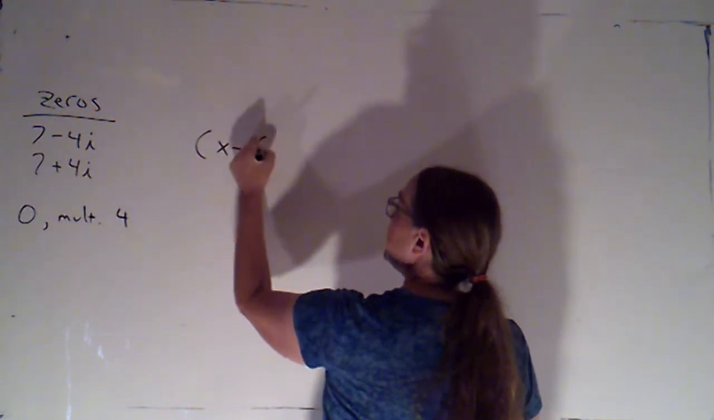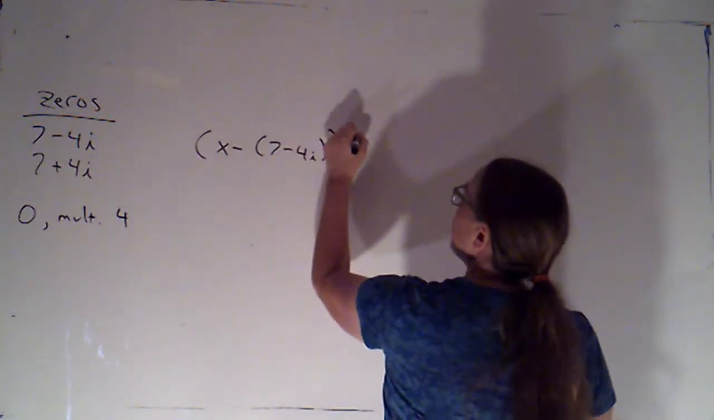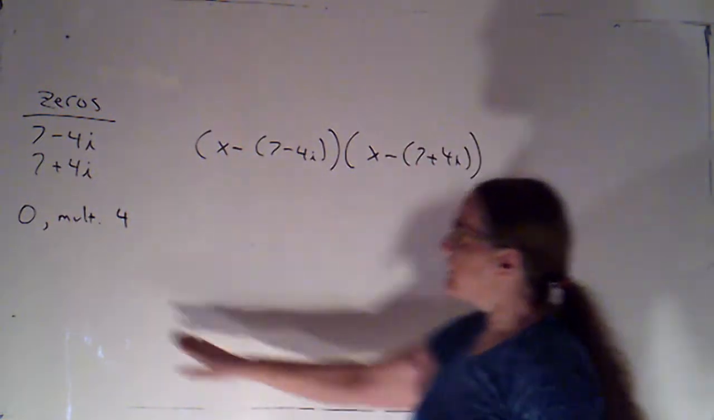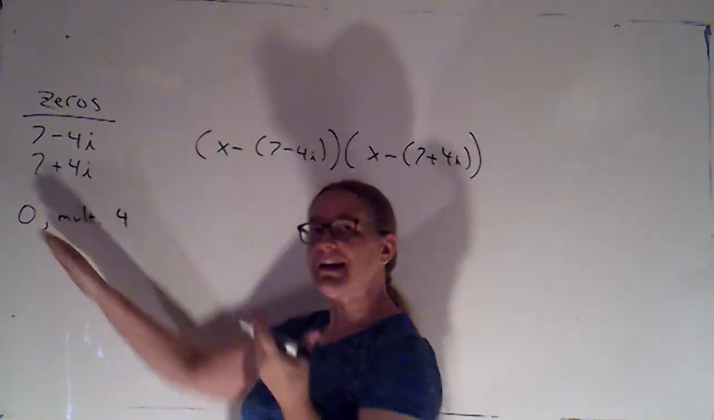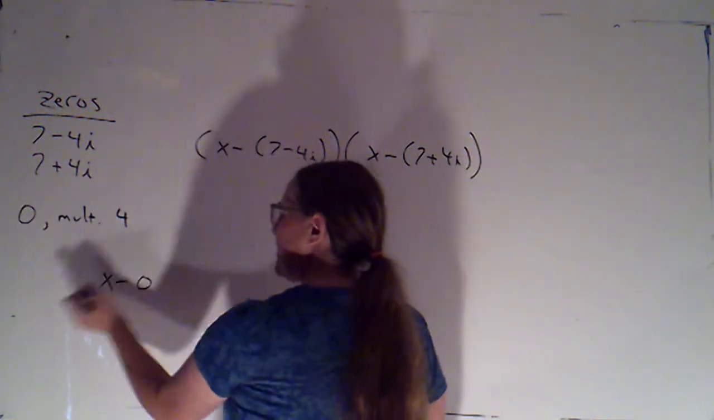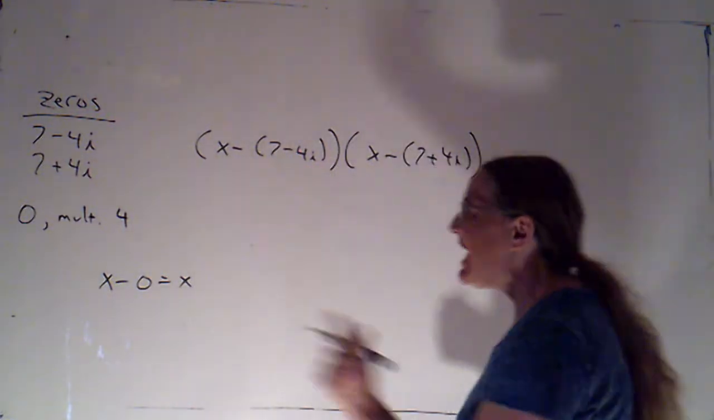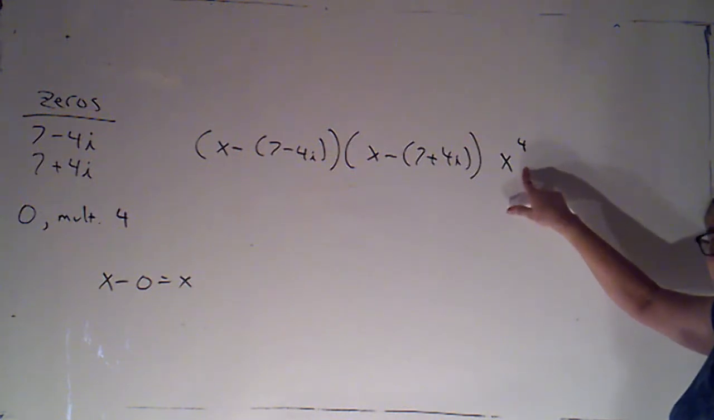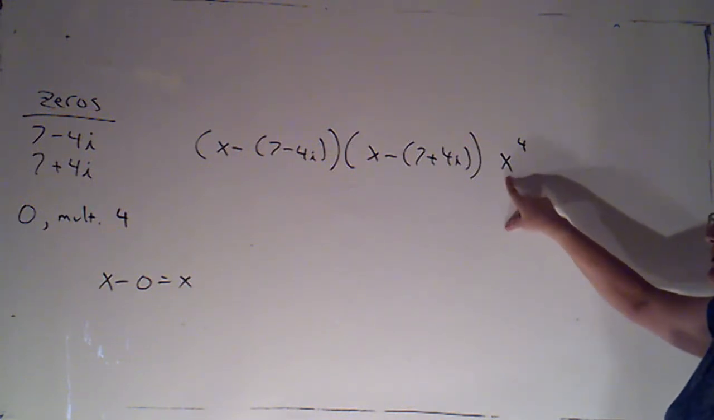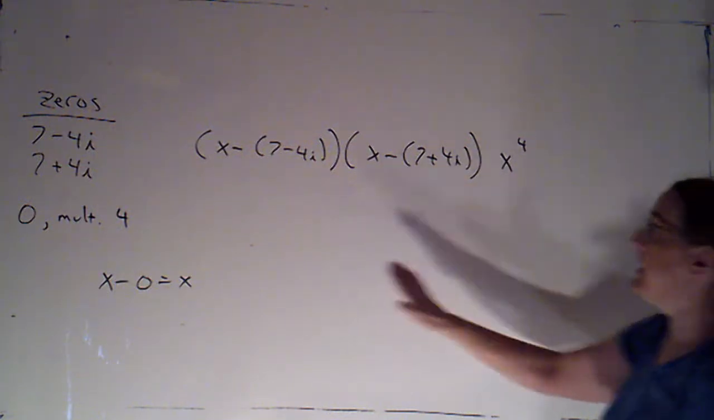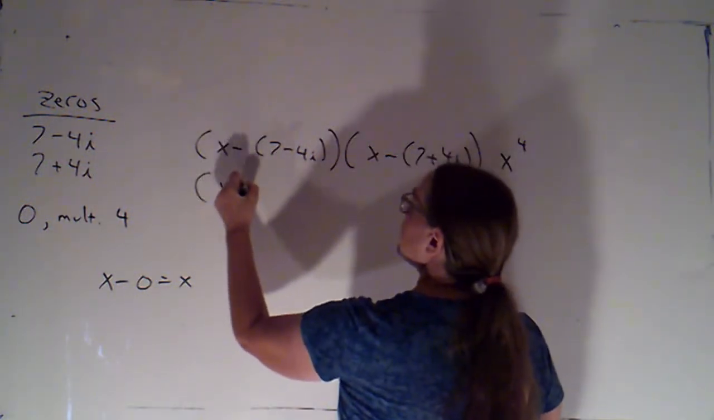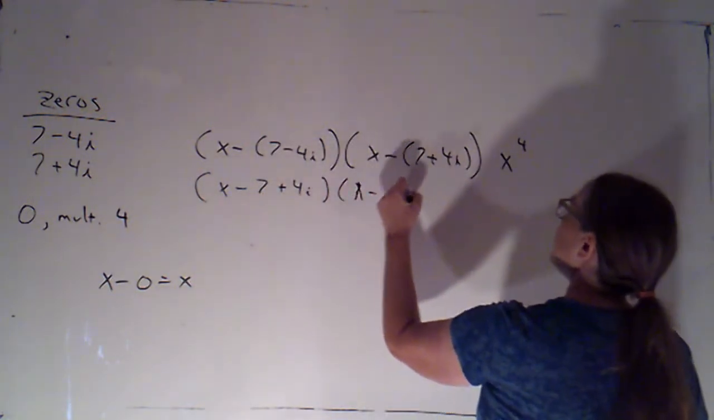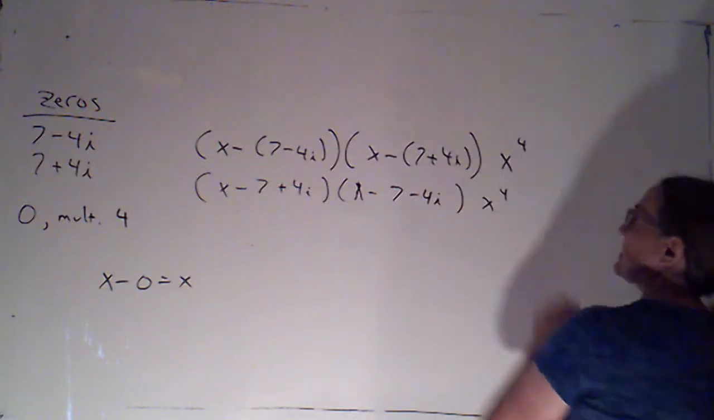Okay. So each of these zeros now comes with a factor. So we'll have x minus 7 minus 4i times x minus 7 plus 4i. And then the factor that corresponds to 0 would just be x minus 0. But notice x minus 0 is just x, but we have to have 4 of those. So we're going to have to multiply by an x to the fourth in order to get 0 with multiplicity 4. Now here I'm just going to distribute my negatives. This becomes x minus 7 plus 4i times x minus 7 minus 4i times x to the fourth.